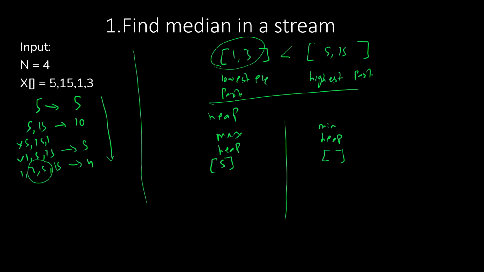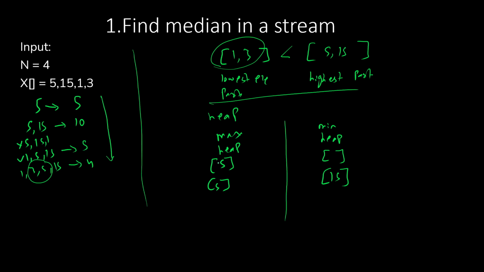Okay, now 5 is there, that is fine. Next is coming 15 here. Now 15 is greater than 5. Whatever element, if it is smaller, then we will try to enter it into a max heap. But since 15 is max, we will enter it into the min heap. So 15 is there inside it.